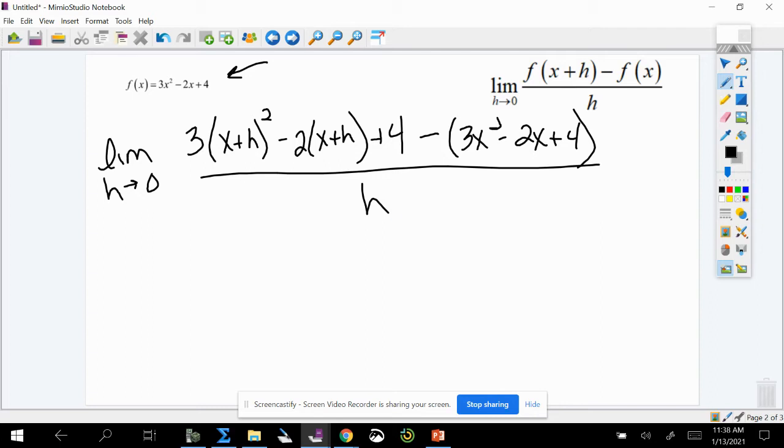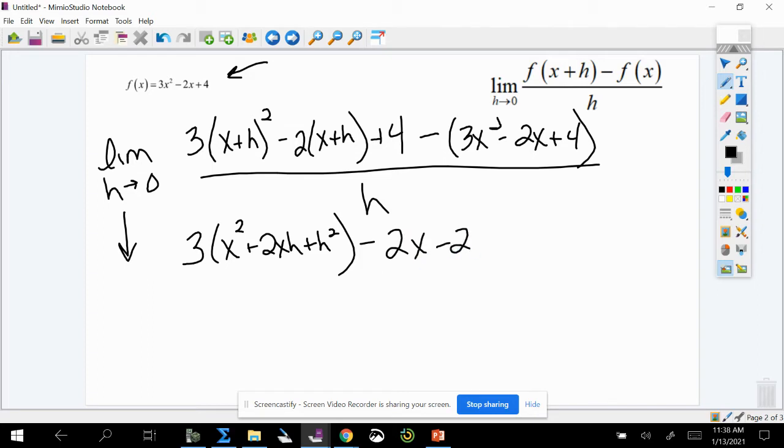So I'm going to first square out the x plus h. This limit is happening the whole time, so I'm not going to write it over and over again. So when I square out the x plus h, I'm going to get x squared plus 2xh plus h squared. That's just foiling out x plus h times x plus h. Minus, I'm going to distribute the 2x minus 2h. And then I'm going to distribute the minus sign in front of the function. So I'm going to get a minus 3x squared, a plus 2x, and a minus 4.